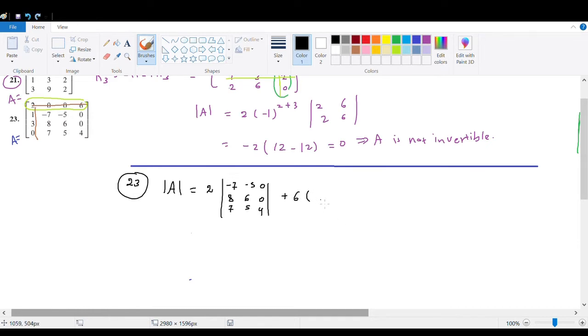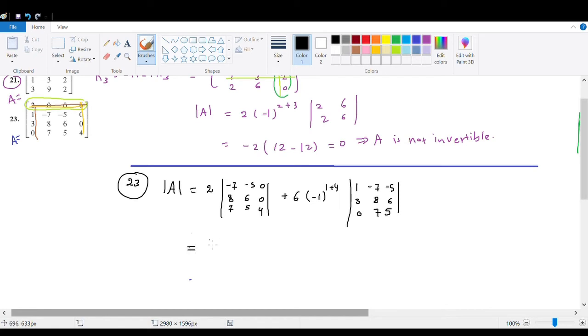Since 6 is in the fourth column, first row, it will be minus 1 to the power 1 plus 4, which would give us minus 6. Then multiply by the determinant of, we need to cross this one out, also cross this one out. So our matrix is 1, minus 7, minus 5, then 3, 8, 6, then 0, 7, 5. So now we need to find this one.